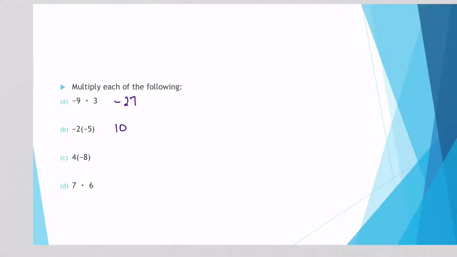On part C, we've got a positive 4 times a negative 8. So signs are different. Our answer will be negative 32. On part D, positive 7 times positive 6. Signs are the same, so our answer will be a positive number, and it is positive 42.